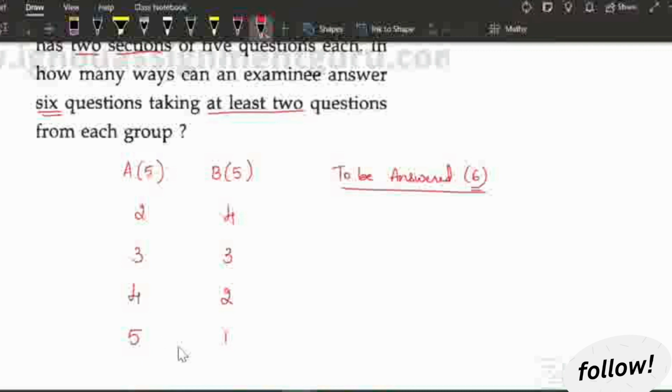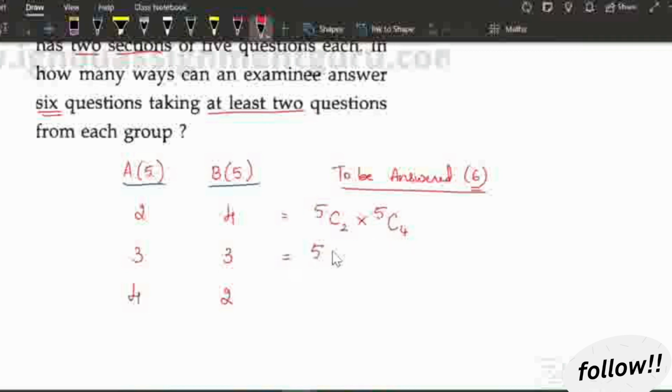They have given at least 2 in each group, so minimum 2 should be there in each of the groups. Hope this is clear. I've taken 2 questions in the first section, and accordingly I've written how many in the second section. Similarly, I've written 3 questions in the first section, then 4 questions in the first section. This has covered the minimum question category for the second section also. Now we will write each of these combinations. From 5, you need to choose 2 questions from the first section, into, from the second section, out of 5, you need to choose 4.